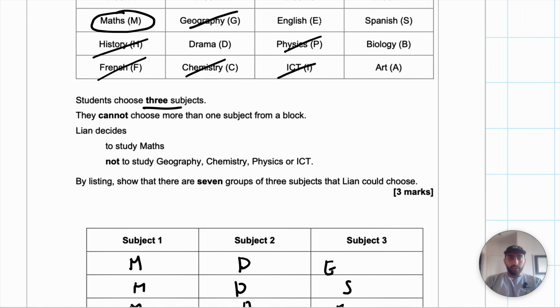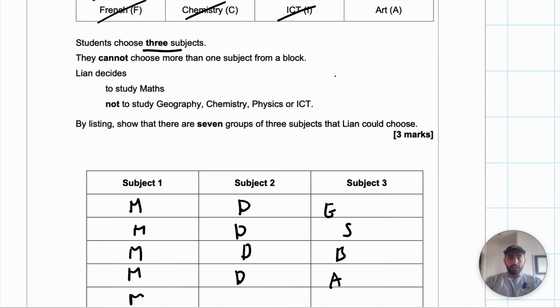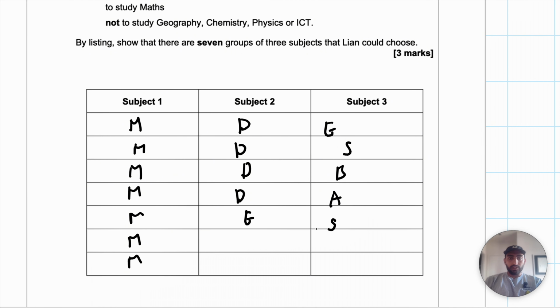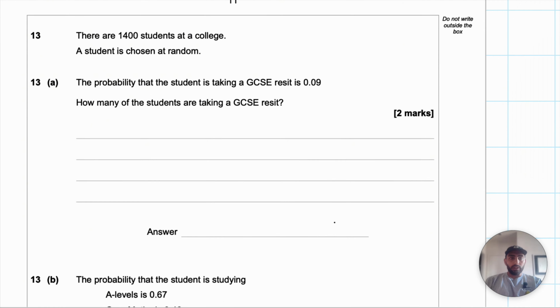Now we need to do the same thing with English. So it'd be English, Spanish, English, biology, and English art. So it'd be E, S, E, B, and E, A. That's all 7 combinations.